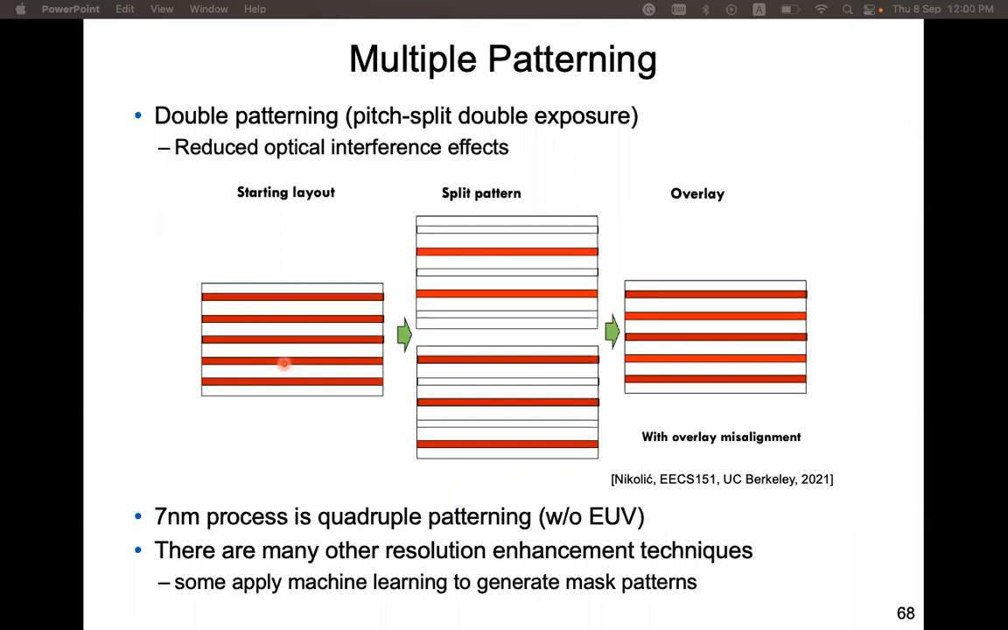But there are challenges because you split 1 into 2, then you need to align these 2 different masks precisely. You need to align, say, this one set here. This one will be aligned to this one. This aligning in different manufacturing steps is challenging. But with modern precision machining, the manufacturers can do that.